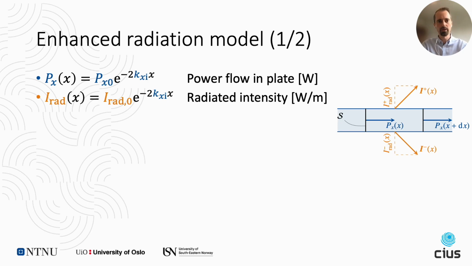To build a better radiation model, for example for this case of a Lamb wave in a plate, we need to take two quantities into account. The first one is the power flow along the plate, Px. The second one is the intensity radiated by the sound wave into the fluid, I_RAD.